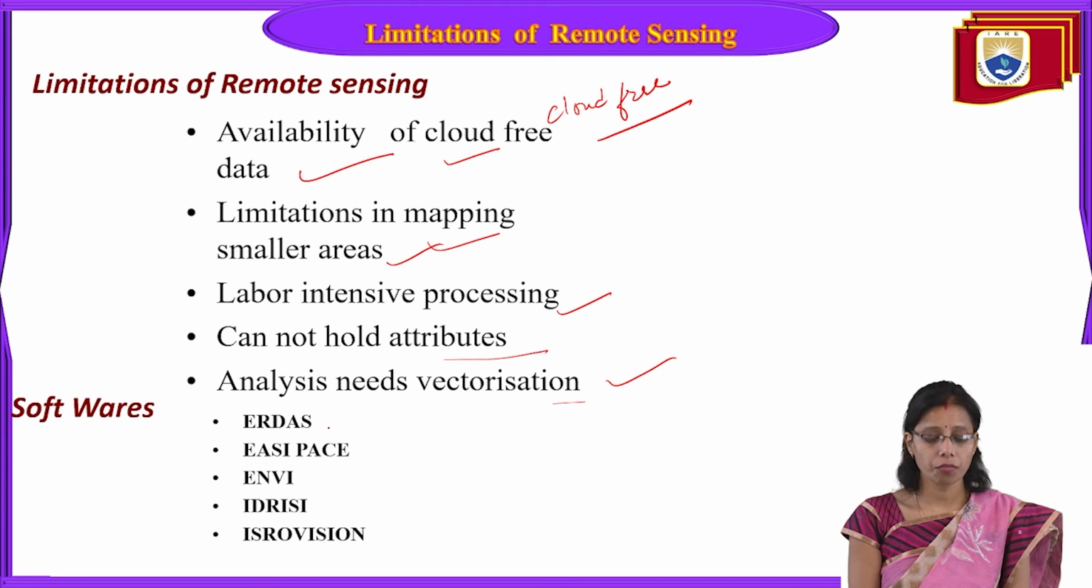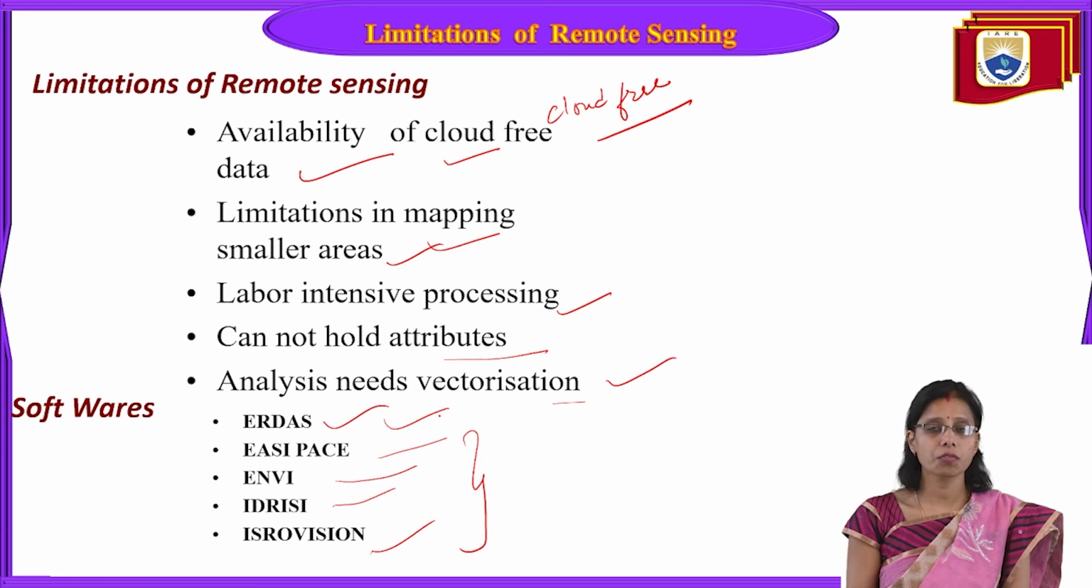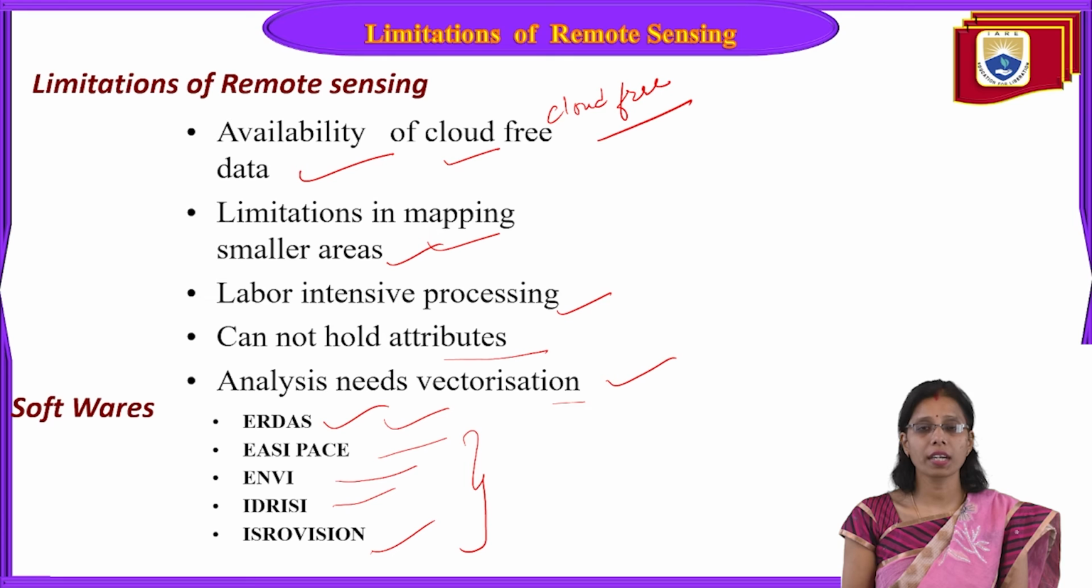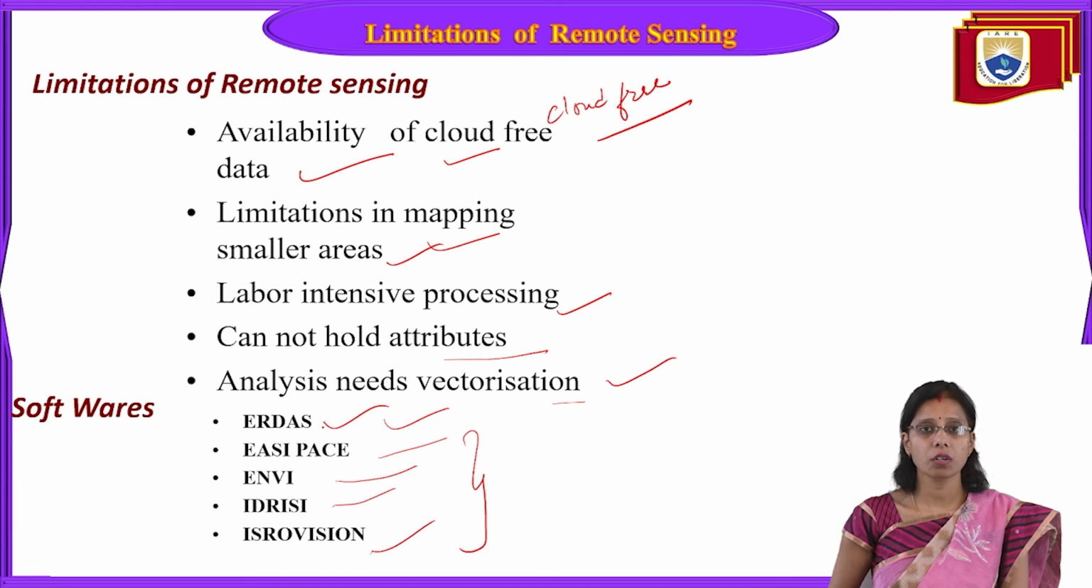Now, which software do we use for the processing of these images? We have ERDAS, ESI Space, we have ENVI, we have Idrisi, we have Eurovision. These are different softwares which can be used for the processing of the image. Out of these, we generally use ERDAS for processing of the image. Sometimes if you want to do haze reduction, cloud-free data, noise reduction, or something like clarity of the data, brightness and contrast, all this processing we do in this ERDAS software.